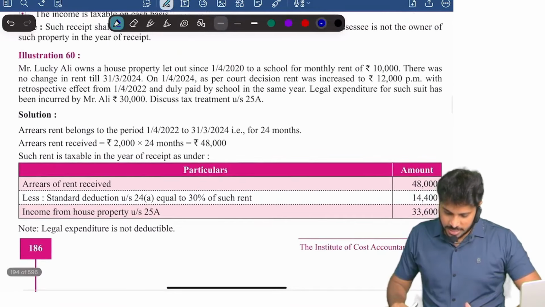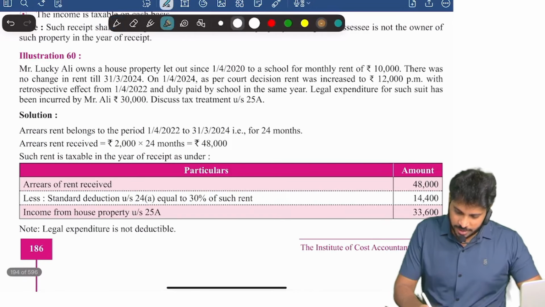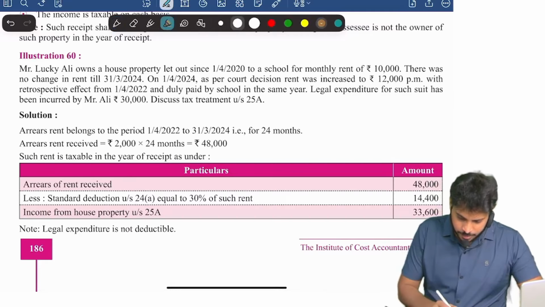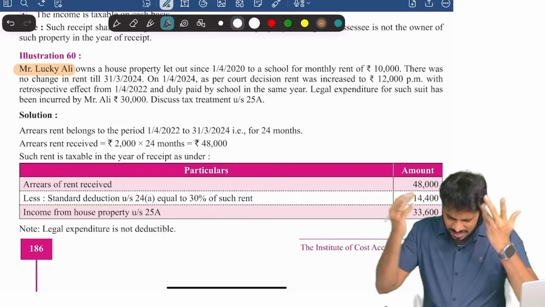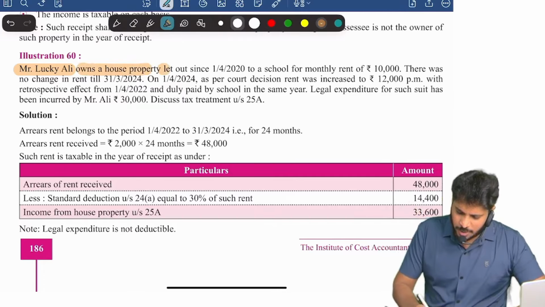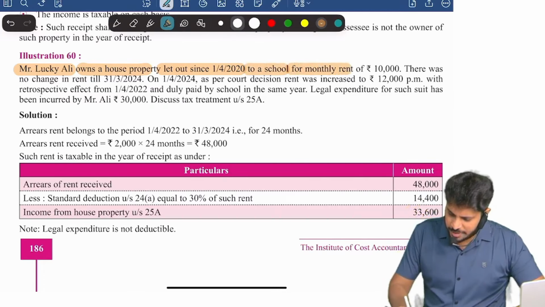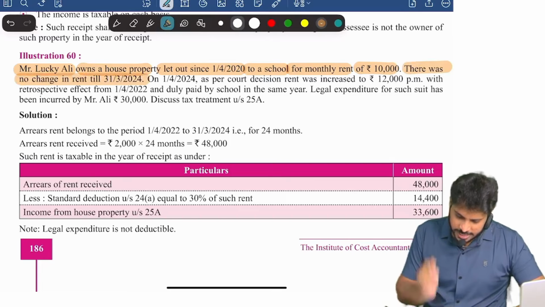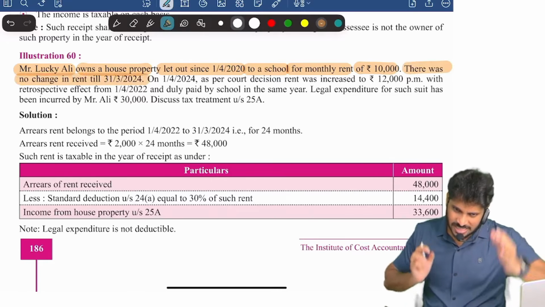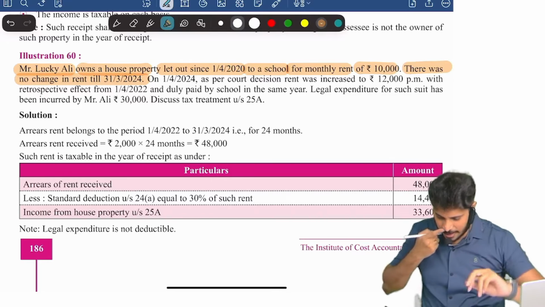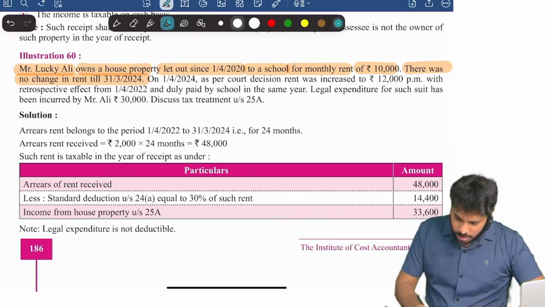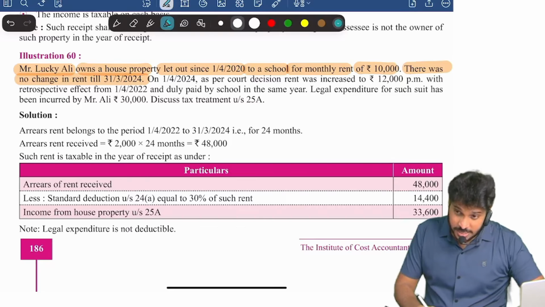Recovery of unrealized rent. Ali owns house property let out since 1st April 2020 to a school for a monthly rent of 10,000. There was no change in rent until 31st March 2024. That information was irrelevant. Or maybe that information is relevant for unrealized rent computation purpose.